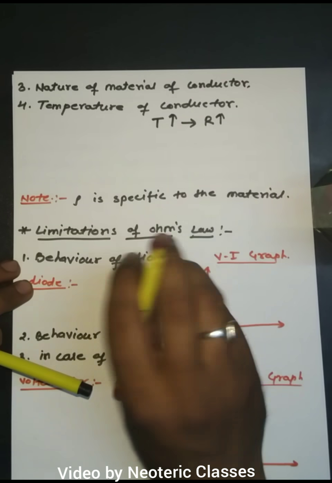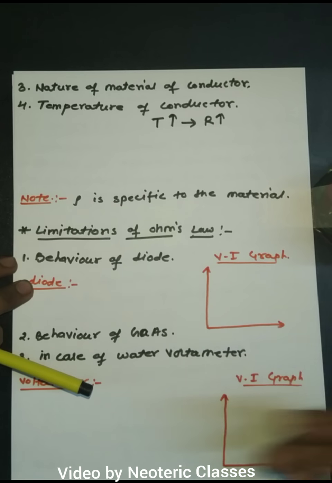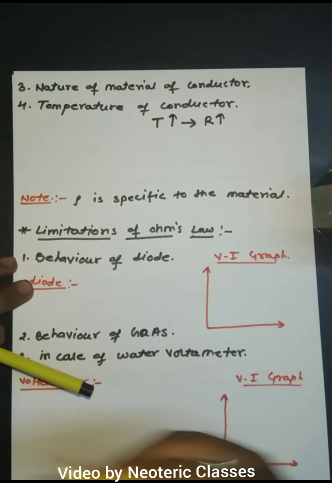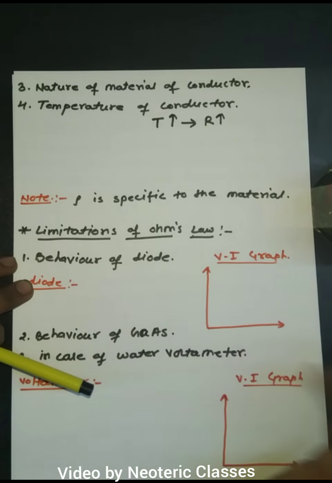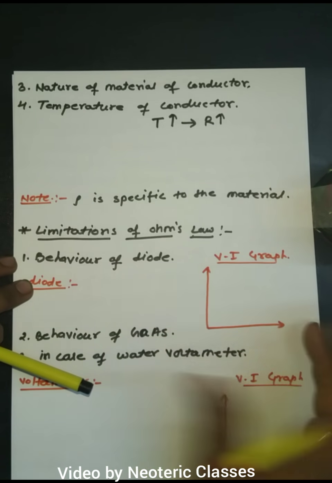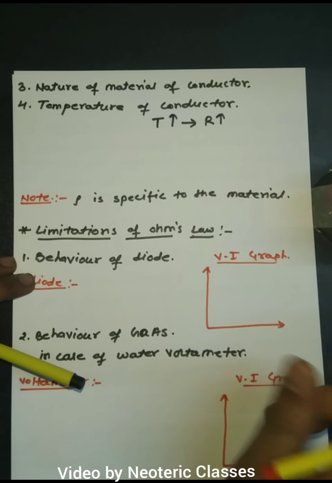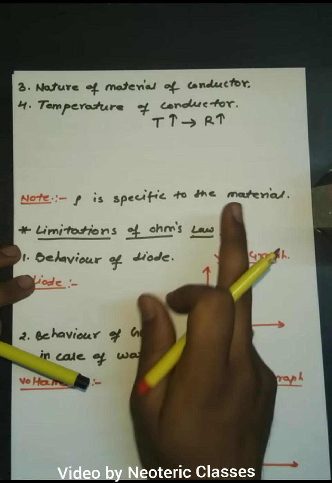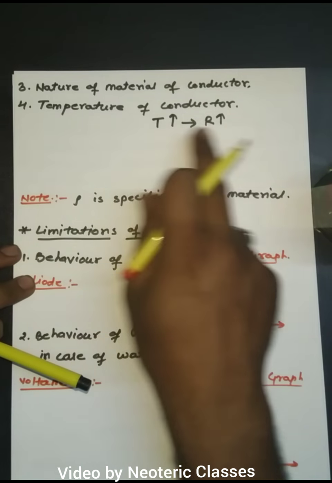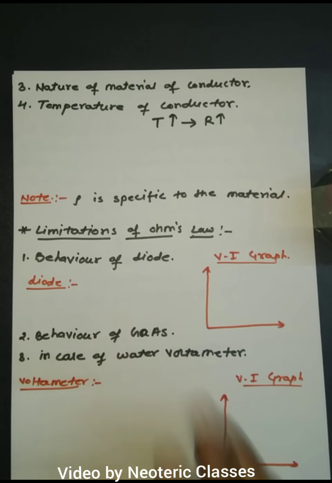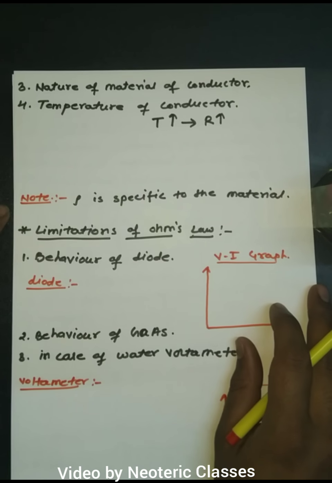The random motion of electrons will also increase, and if the electrons are moving in random motion, they will collide with the nearby atoms very frequently. The more the collision, the more the resistance. Okay friends, in this manner, resistance will depend on the temperature.